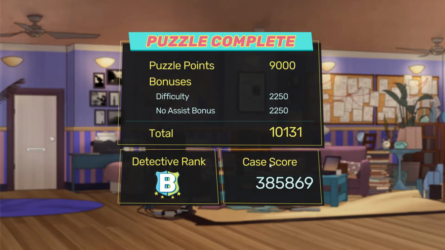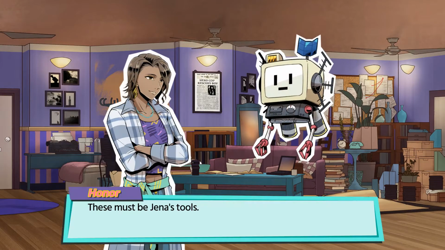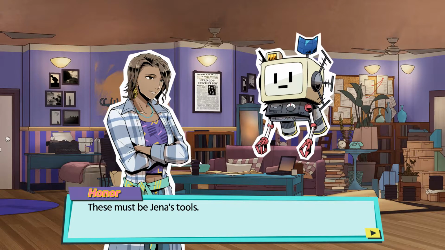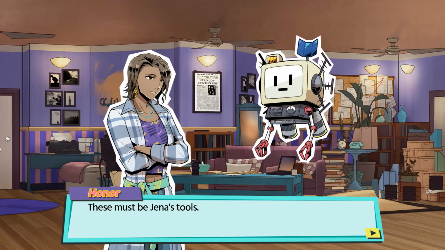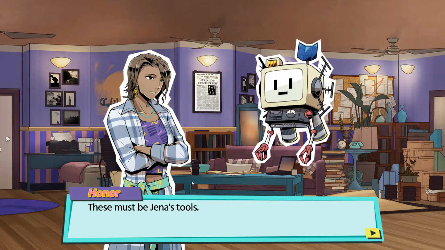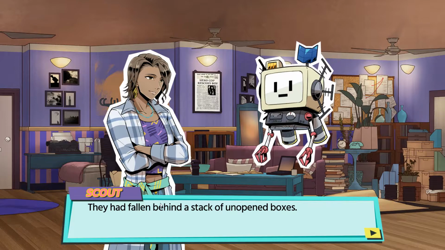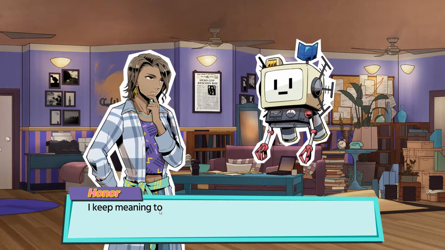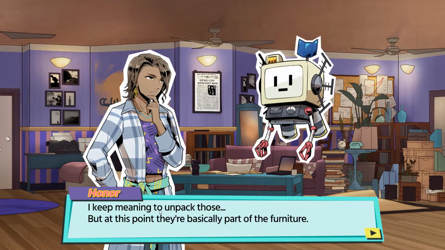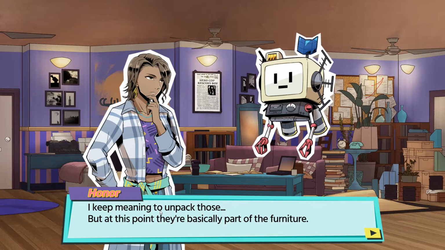What are we going to do with that toolbox? I don't know yet. These must be Jenna's tools. Oh yeah, I completely forgot what we were even doing. Yeah, we were searching for Jenna's toolbox. They had fallen behind a stack of unopened boxes. I keep meaning to unpack those, but at this point they're basically part of the furniture.